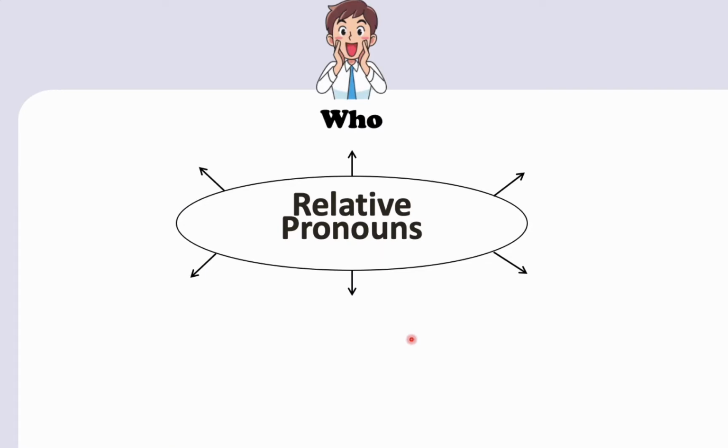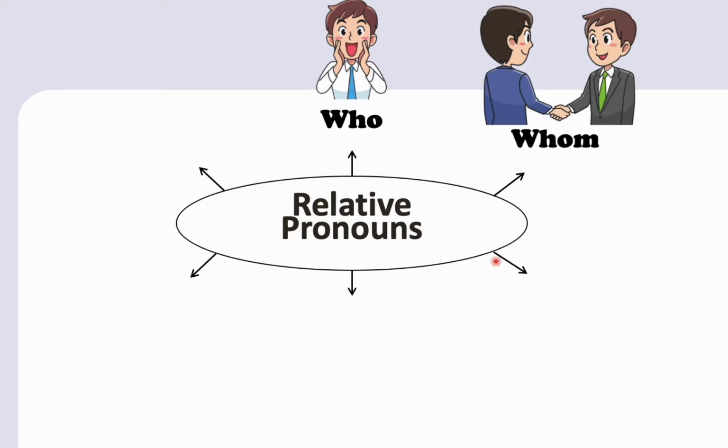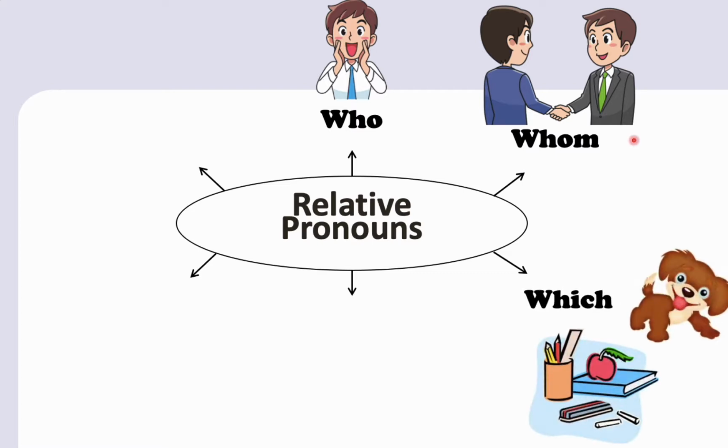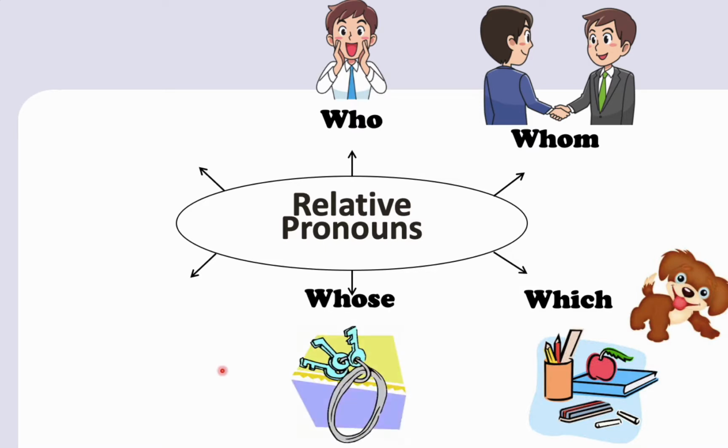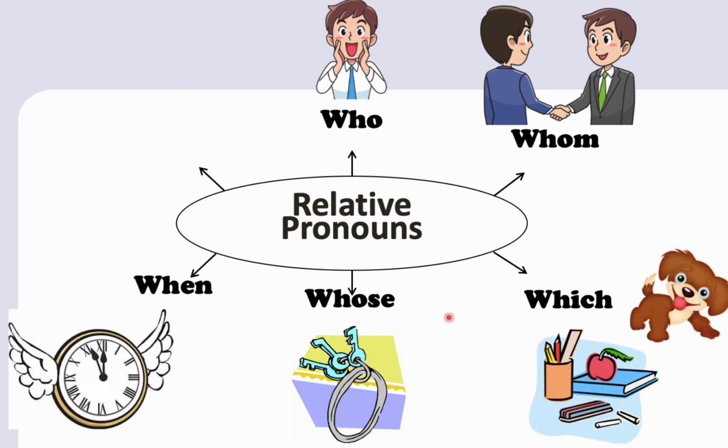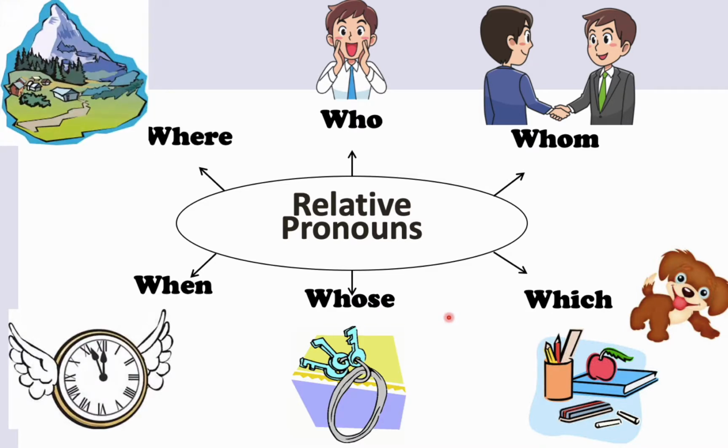So we have who, we use it for people. And whom, it is used for people. Who is for the subject. Whom is for the object. Please remember that who is followed by a verb, whom is followed by a noun or pronoun. Which is used for animals or things or objects. Whose we use for possession, something that you have. And when is used for time. And we use where when we talk about place.